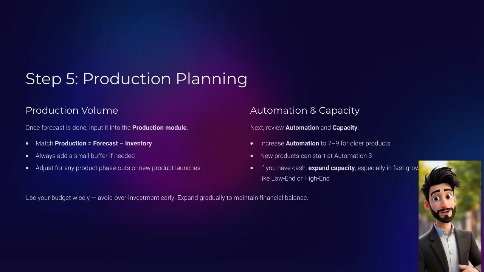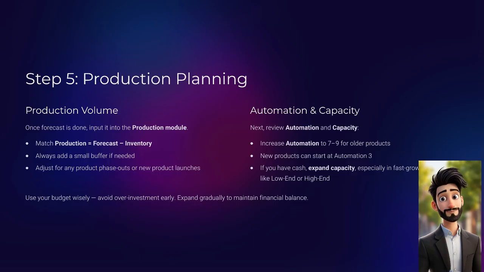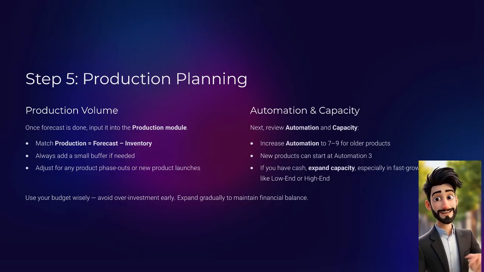Step 5. Production planning. Once forecast is done, input it into the production module. Match production to forecast minus inventory. Always add a small buffer if needed. Adjust for any product phase-outs or new product launches.